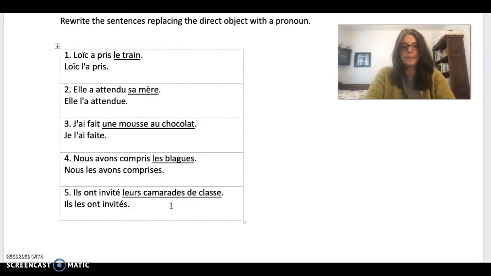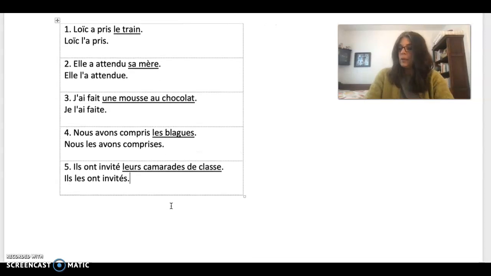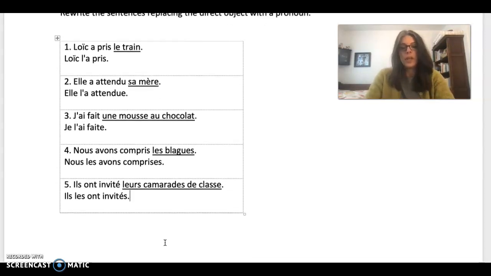Okay, I hope this made sense. I think that there's 2 activities in VHL Central. I'll add a note with this video so that you know which ones to do. I guess it's whatever's remaining in VHL Central that you haven't done yet. So practice using direct object pronouns with the passé composé.